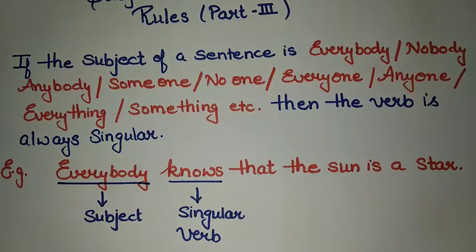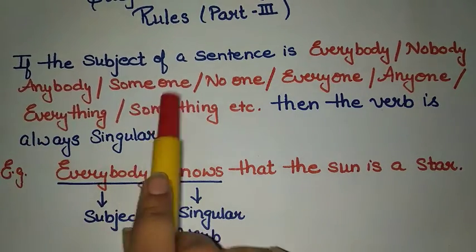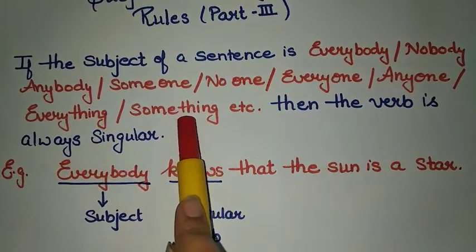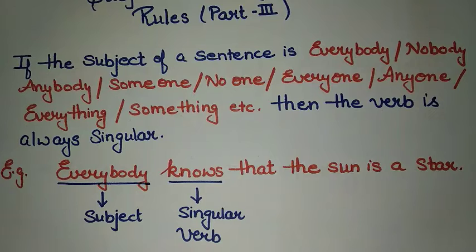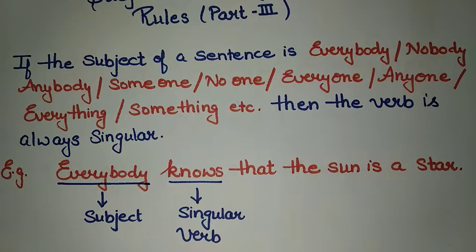So here comes the first rule, and the rule says if the subject of a sentence is everybody, nobody, anybody, someone, no one, everyone, anyone, everything, something, etc. Means if we are using these words for any subject, then the verb is always singular. Means you have to just check what we are using as a subject.